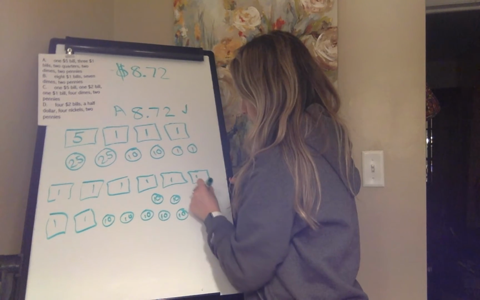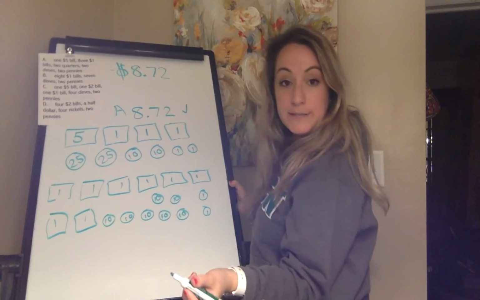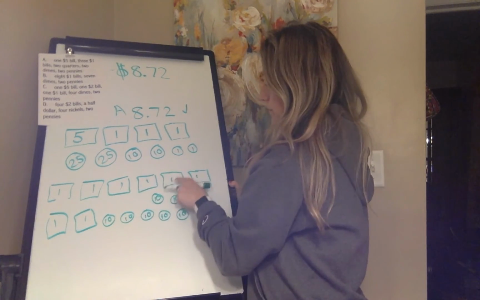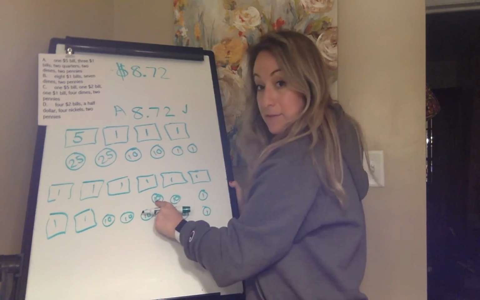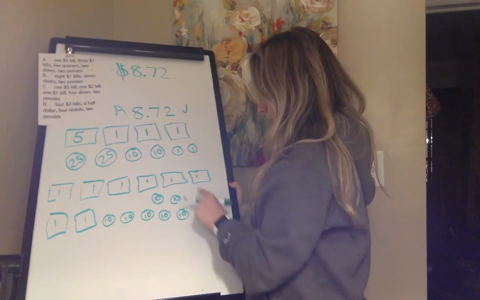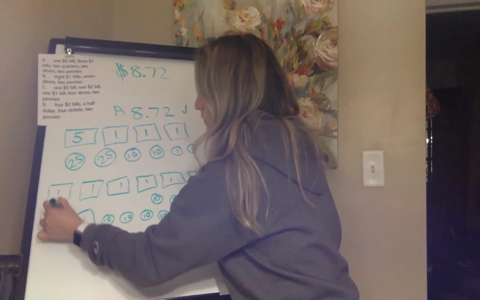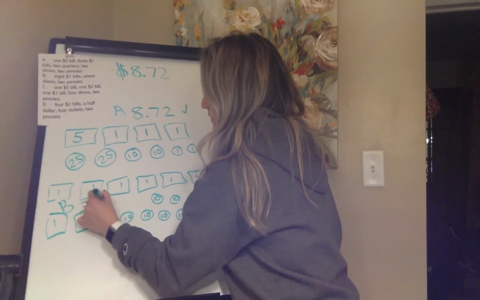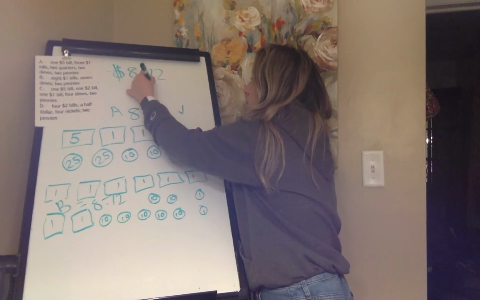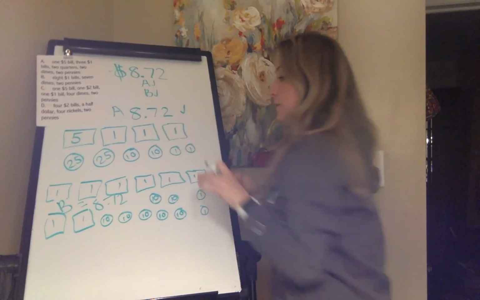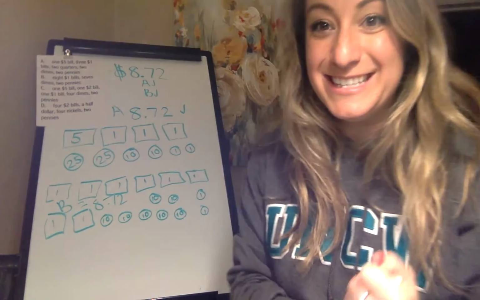And 2 pennies. 1, 1. Well, let's count. We have 1, 2, 3, 4, 5, 6, 7, 8, 10, 20, 30, 40, 50, 60, 70. So 870, 71, 72. B also equals $8.72. Okay, so it's definitely not A. So A works, B works. I'm going to erase and we're going to check C and D.